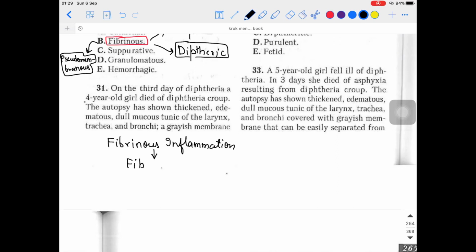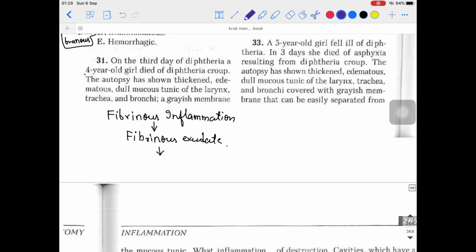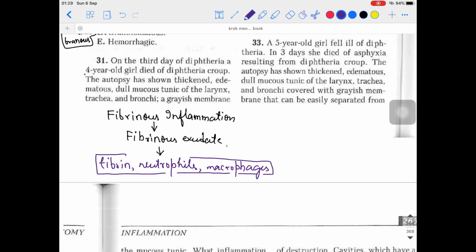They are having what? They are having the fibrinous exudate. And what are the contents of this fibrinous exudate? You need to know. Now, what will be the contents of this fibrinous exudate? So there will be fibrin, neutrophils. Let me write it over here. Fibrin, there can be neutrophils, and there might be macrophages. Remember, these kinds of cells were lacking in the serous exudate, but here they are present in more numbers. That's how you can also differentiate between serous and fibrinous inflammation.